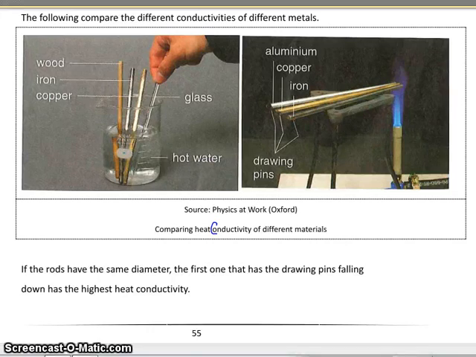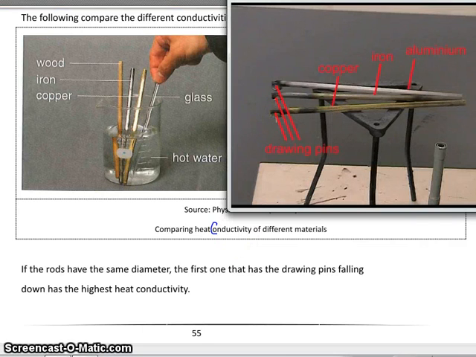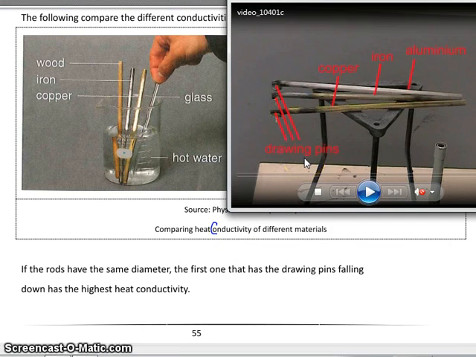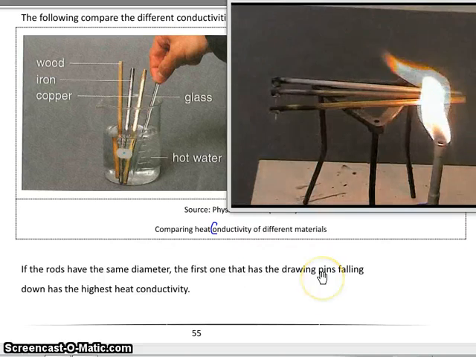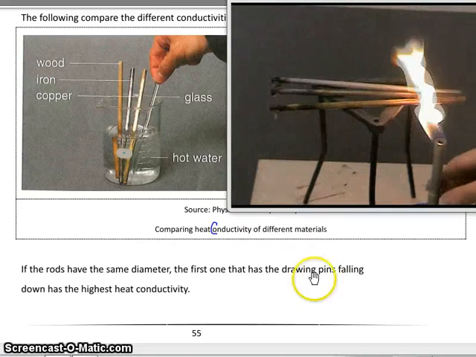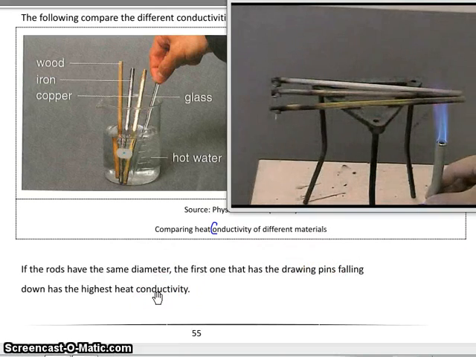So which experiment is a better one to compare the conductivity of different materials? For me, I prefer the experiment on the right, which uses drawing pins to show when the end of the rod becomes hot, then they fall. So the result is clear. By the way, in this experiment, if the rods have the same diameter, then the first one with the drawing pins falling down shows that it has the highest heat conductivity.